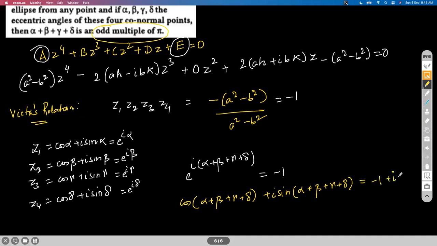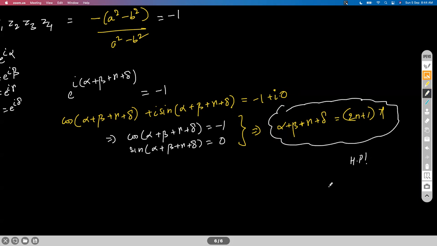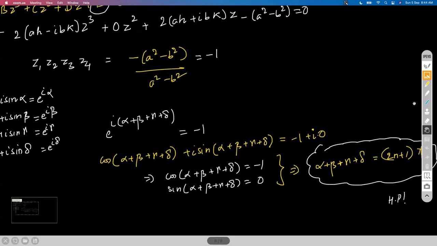Okay. Minus one is minus one plus i zero. So you are comparing two complex numbers here. Which clearly implies that the cosine part is going to be minus one and the sine part is going to be zero. Now, what is the only possibility which can give this? These two can only simultaneously happen when your alpha plus beta plus gamma plus delta is an odd multiple of pi. Isn't it? For odd multiple of pi, cos will be negative one and sine, as we know that for any multiple of pi, sine gives you zero. That's it. Hence proved. Okay. Any questions, any concerns with the approach?